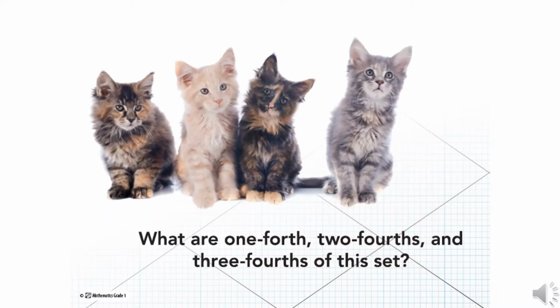Okay, what's 1/4 of this set of darling little kittens? Well, 1/4 would be 1 of the 4. How about 2/4? 2/4 would be 2 of the 4, which we know is the same thing as 1/2. And 3/4 would be 3 of the 4. So 3 of them would be 3/4 of the set.